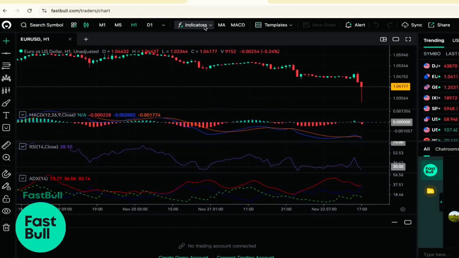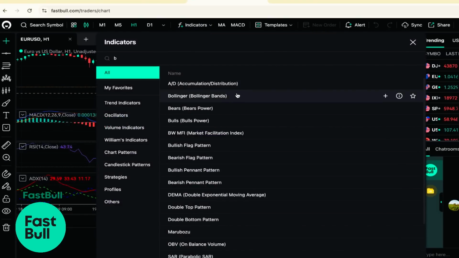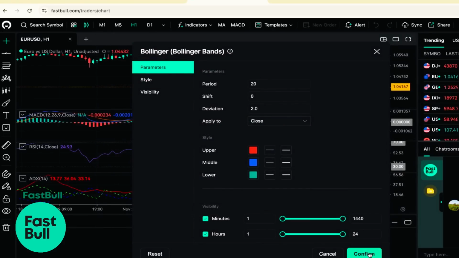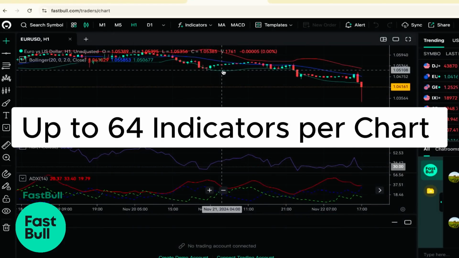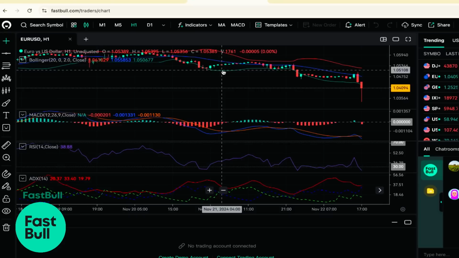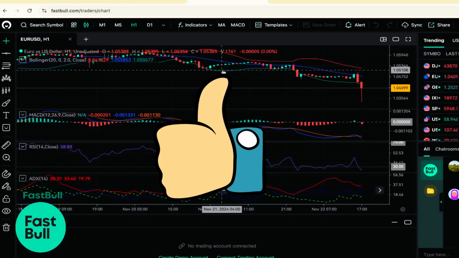You also need Bollinger Bands, no problem. You can simply add it to your chart. Just give it your desired settings and it's done. You need more indicators, no worries. You can add up to 64 indicators per chart at the same time. If you want to monitor different assets at the same time, there is also no limit on this.